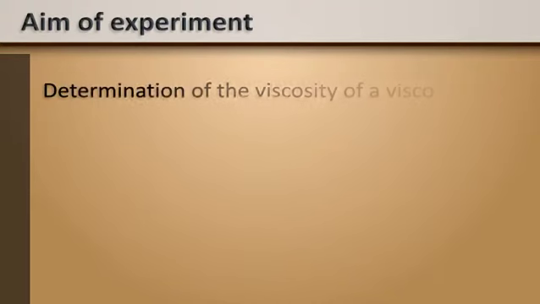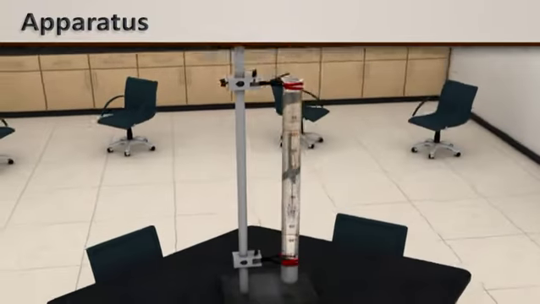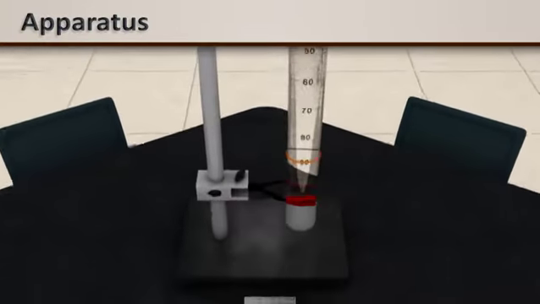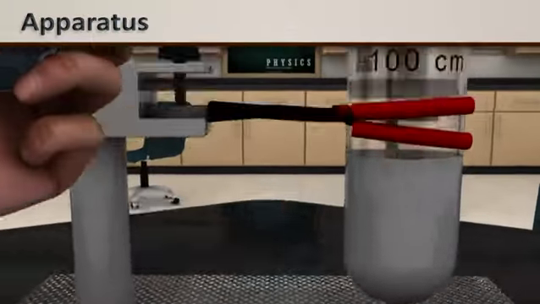The aim of the experiment is to determine the viscosity of a viscous liquid. The apparatus used will be a long tube filled with glycerin, a number of small steel balls of different sizes, and a stopwatch.